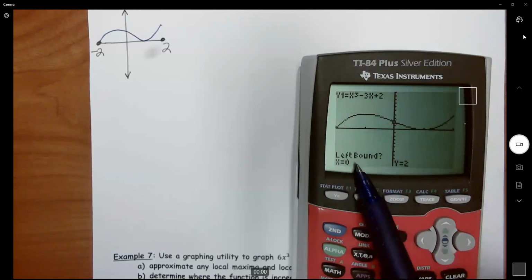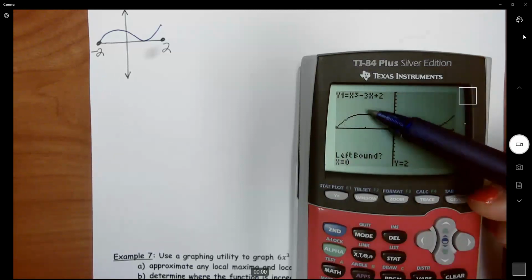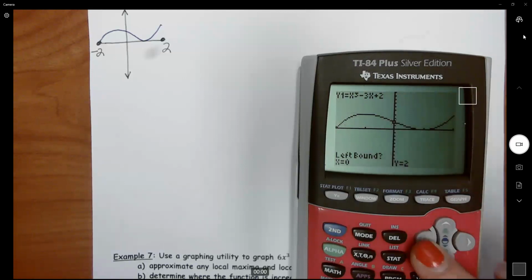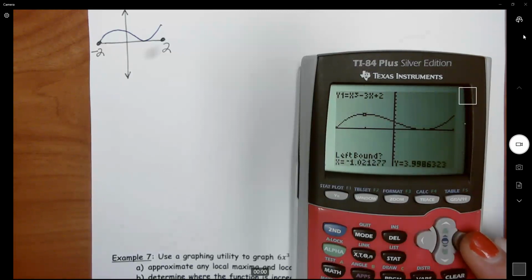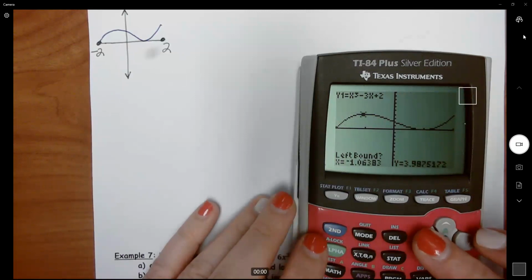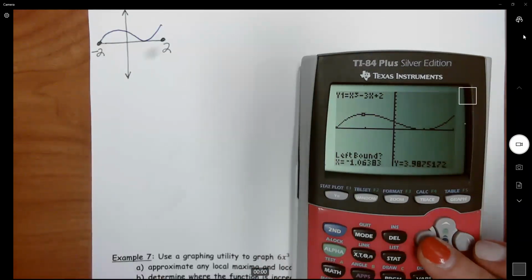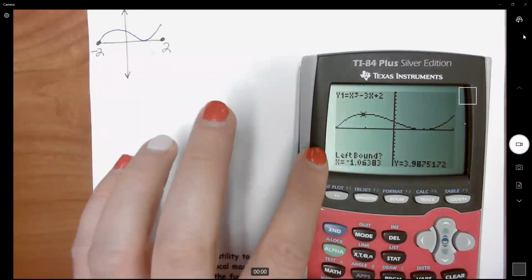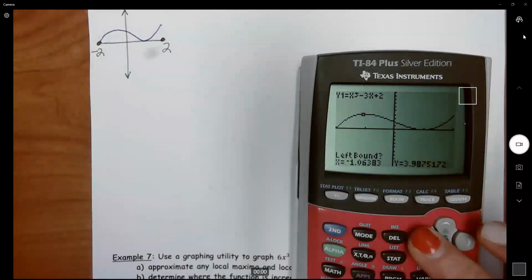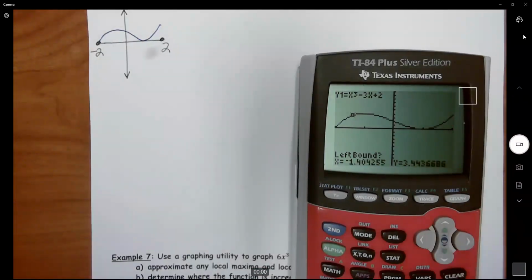And it wants the left bound first. So I know that this is my local max somewhere over here. I need to go to the left of that, so I'm going to arrow over. I think it's about right here. So if I go 1 over, then I should be fine. But if I am not to the left of my max, this is going to mess up. So I'm just going to go over a little bit where I know I am clearly getting that max, and I'm going to hit enter.